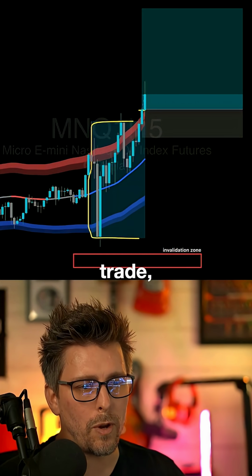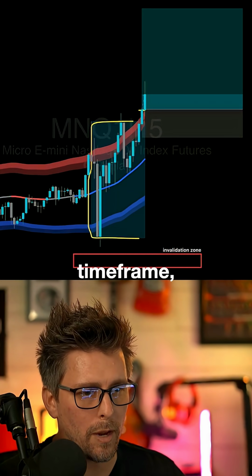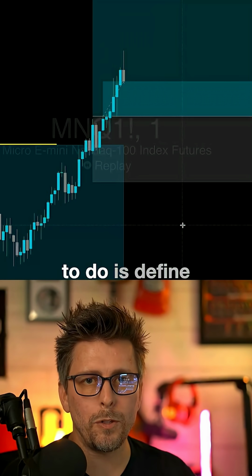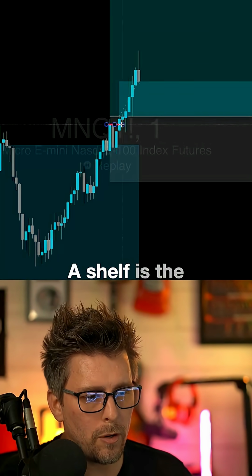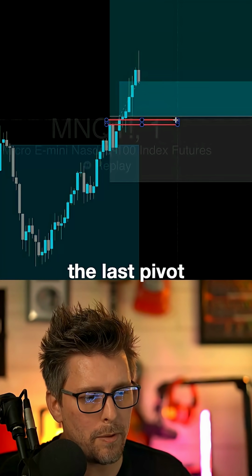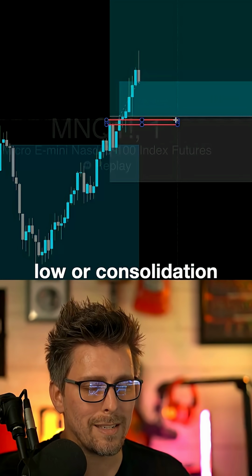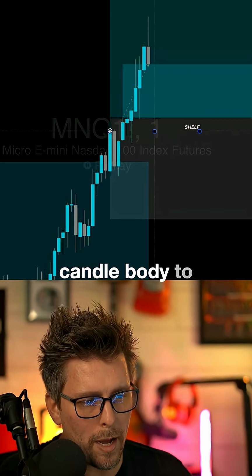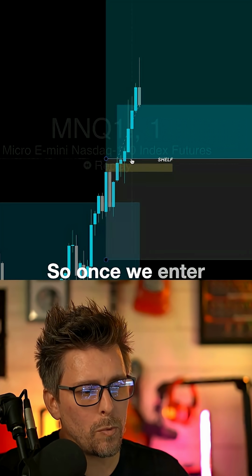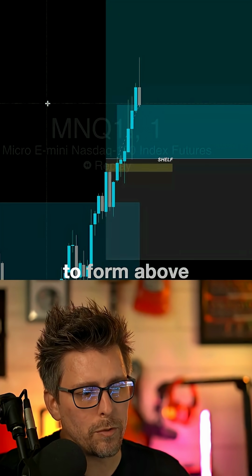Once I'm in the trade, I'm going to hop down to a lower time frame, say like a 1 minute. And the first thing we want to do is define a shelf. A shelf is the area between the last pivot high or pivot low or consolidation zone, from the candle body to the candle wick. So once we enter a trade, we're looking for a new shelf to form above us.